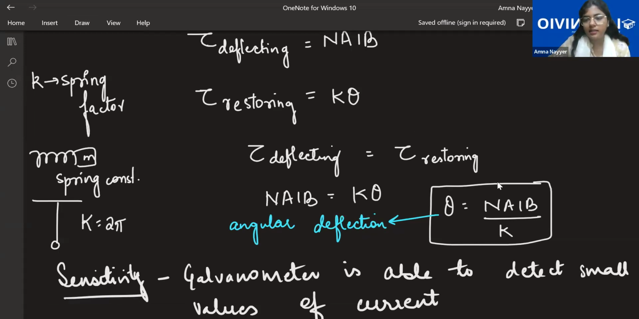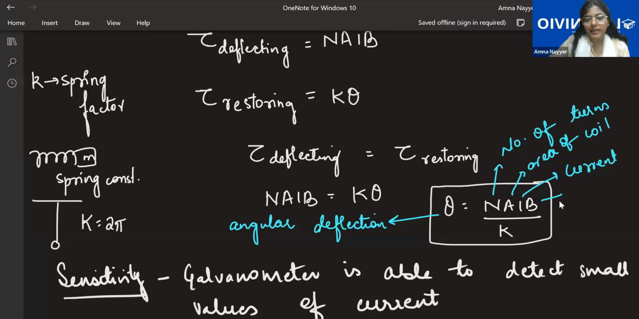N is the number of turns. A is the area of the coil. I is the current. B is the magnetic field. And K is the spring constant. Is this clear? Yes, ma'am. Okay. So this is what is theta.